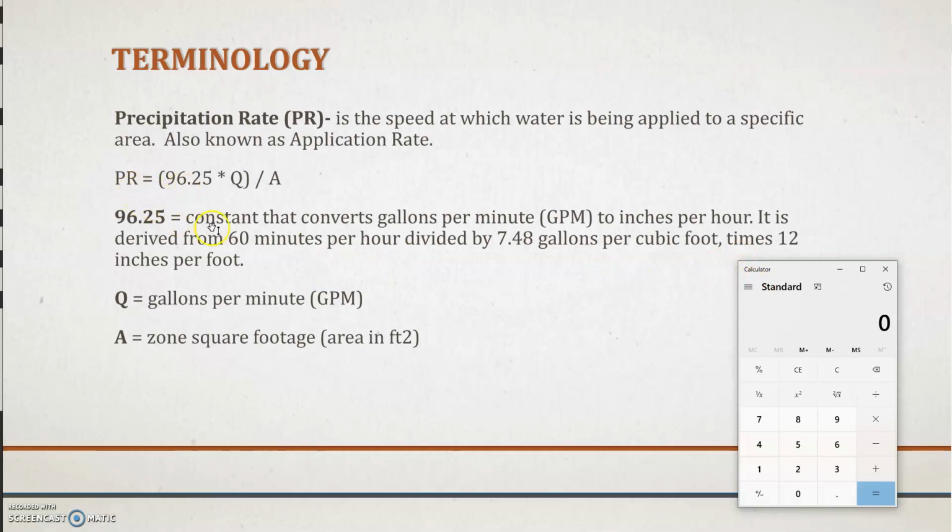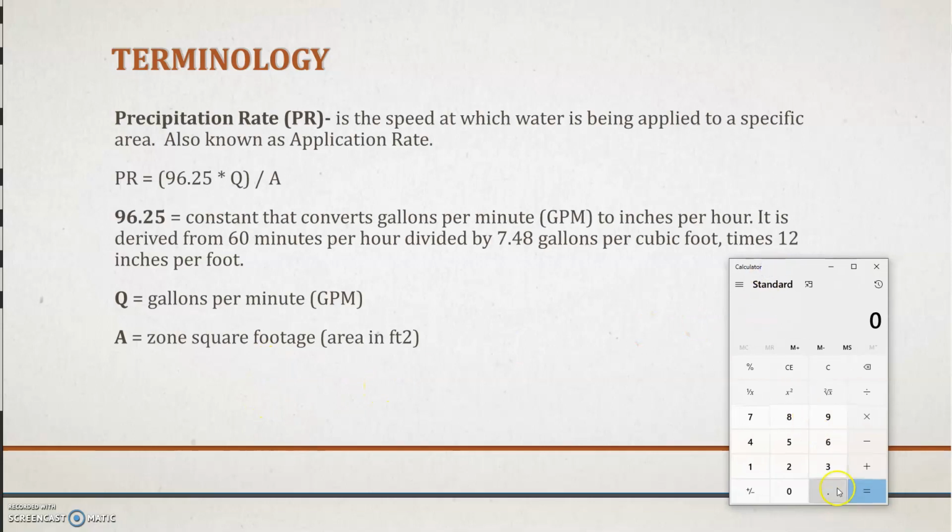So the equation for precipitation rate is 96.25. It was brought up, why do we use 96.3 in some instances? A lot of times in irrigation we're not as precise as these extra digits need, so oftentimes it's 96.3. Either way, it's acceptable in the industry. You're going to be close enough for irrigation. And then Q is the gallons per minute, your flow. And then A is your square footage of the zone that you're irrigating.